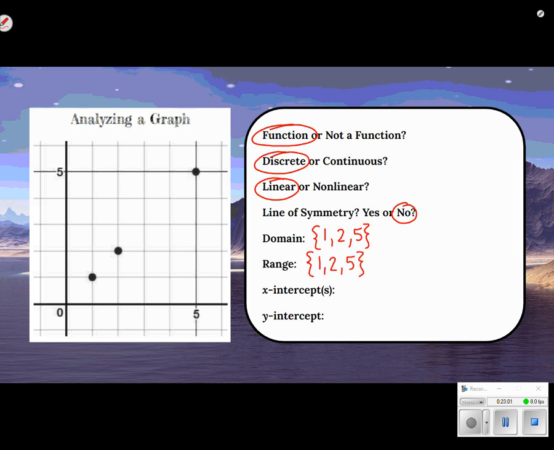Does it cross the x-intercept or the x-axis? No, there are no x-intercepts. Does it cross the y-axis? No, there are no y-intercepts. So you can analyze a graph like this. Pay attention, know the difference between the domain and range of a discrete graph and the domain and range of a continuous graph.